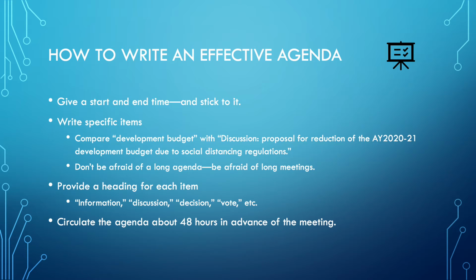And last but certainly not least, circulate the agenda maybe at least 48 hours in advance of the meeting. The attendees need time to process that information, think about what they're going to say, and do some preliminary research so that they come to that meeting prepared to be effective and impactful. If you follow these tips, you'll have an effective agenda that will be a great foundation for a productive meeting.